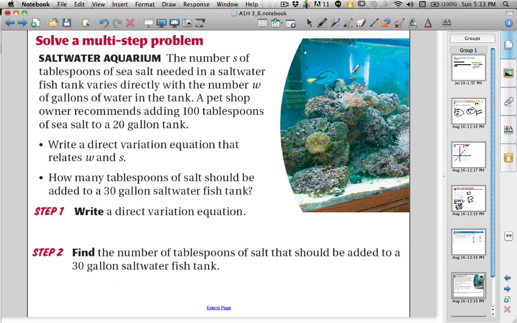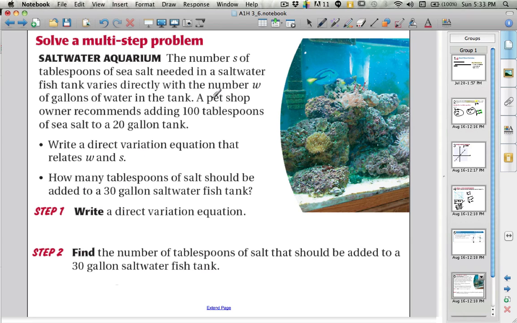Okay, taking a look at this in context, I have a saltwater aquarium, and the number of tablespoons of sea salt, which we're going to call S, that is needed in the saltwater fish tank varies directly with the number W of gallons of water in the tank. A pet shop owner recommends adding 100 teaspoons of sea salt for a 20-gallon tank. So write a direct variation equation that relates W and S.